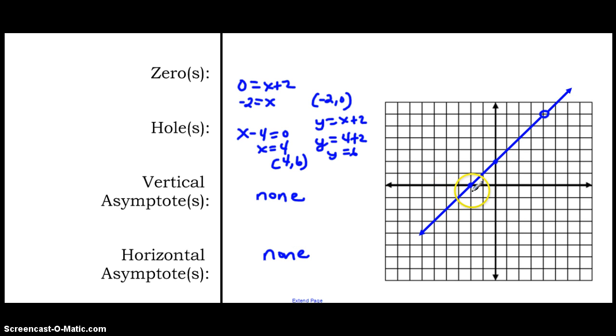So we graph our line like we're used to graphing a line, with our y-intercept of 2 and our slope of 1. We can also plot our zero to help us. And we also want to make sure we show the gap in the domain and in the range at the point 4, 6.